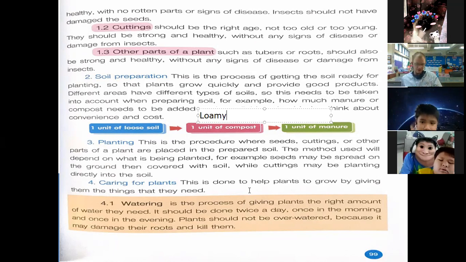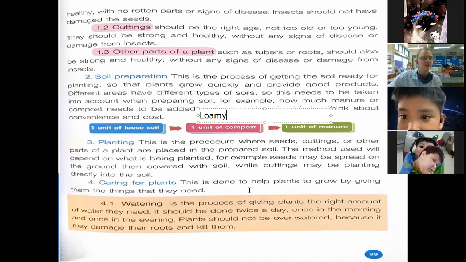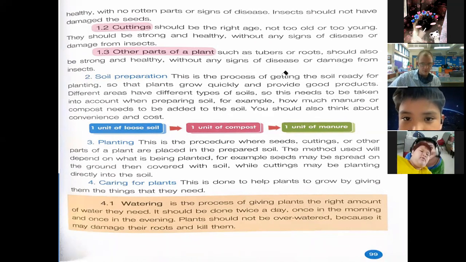And let's look at what they say. So watering is the process of giving the right amount of water. It should be done maybe sometimes twice a day, once in the morning and once in the evening. Plants should not be overwatered, because it might damage their roots and kill them. They will drown. Okay.